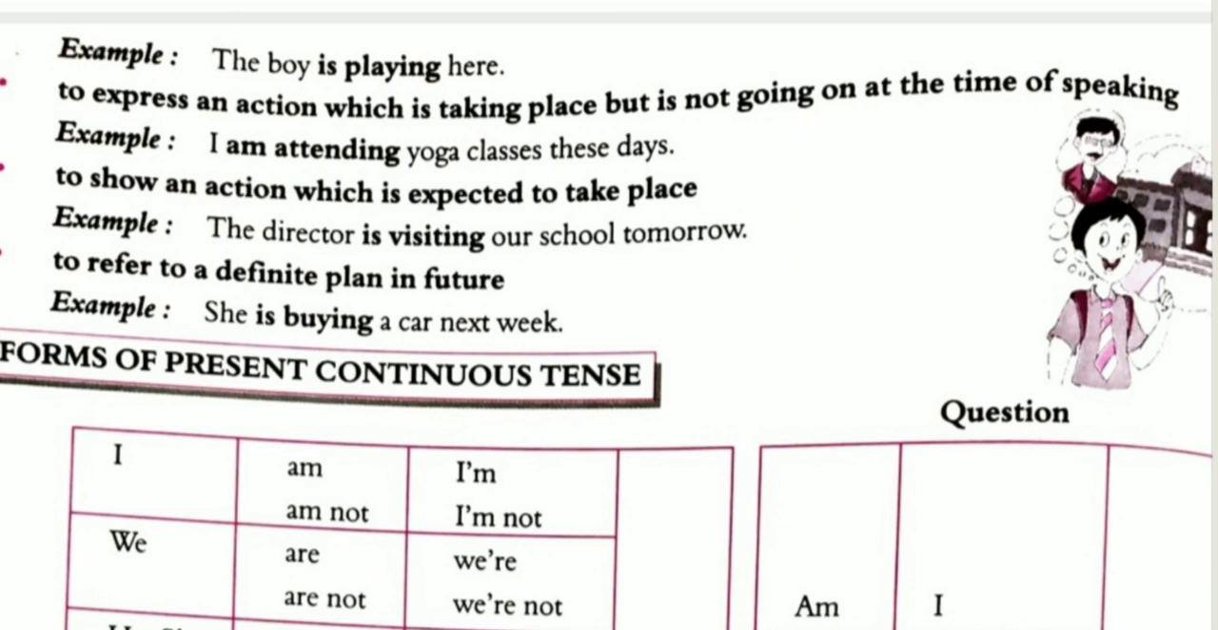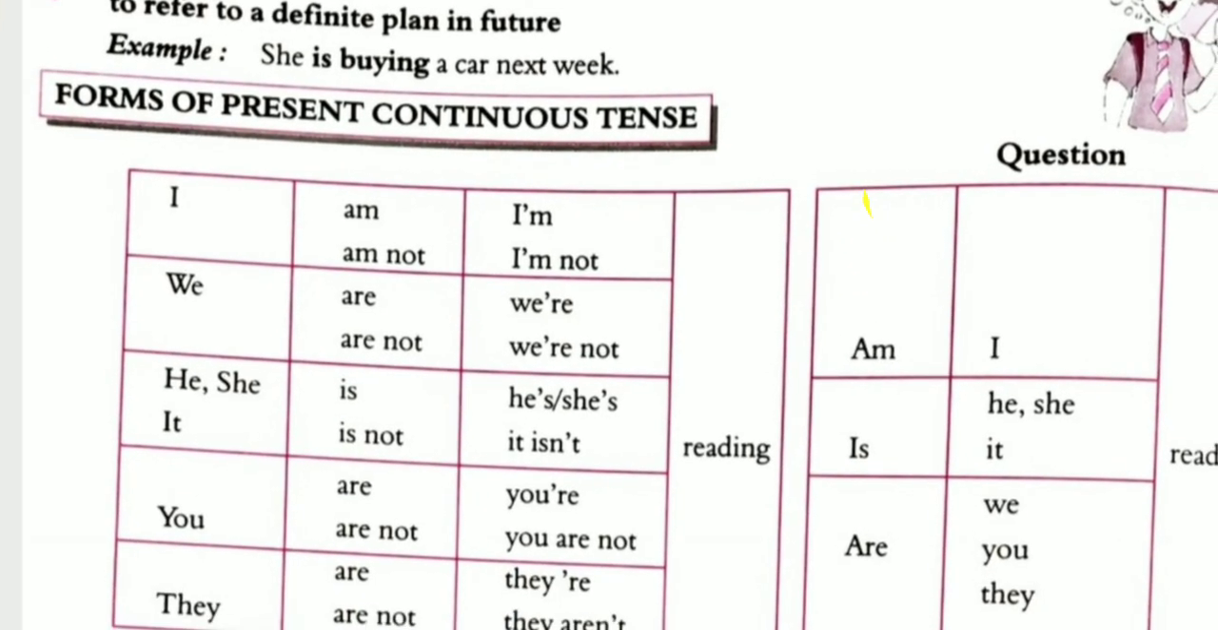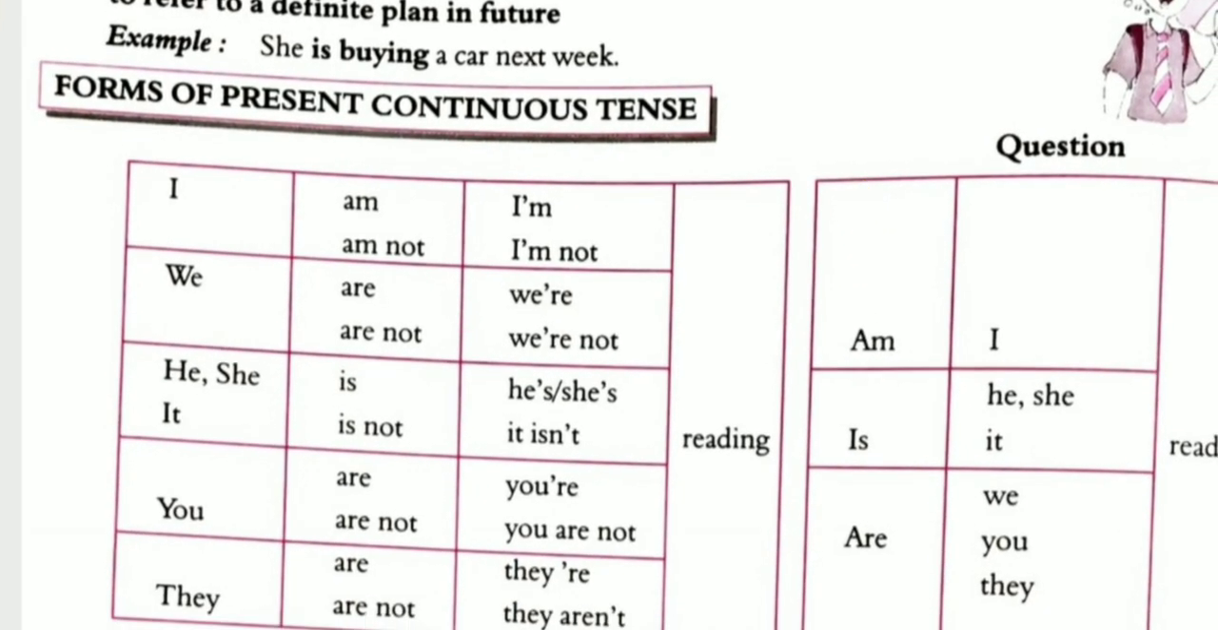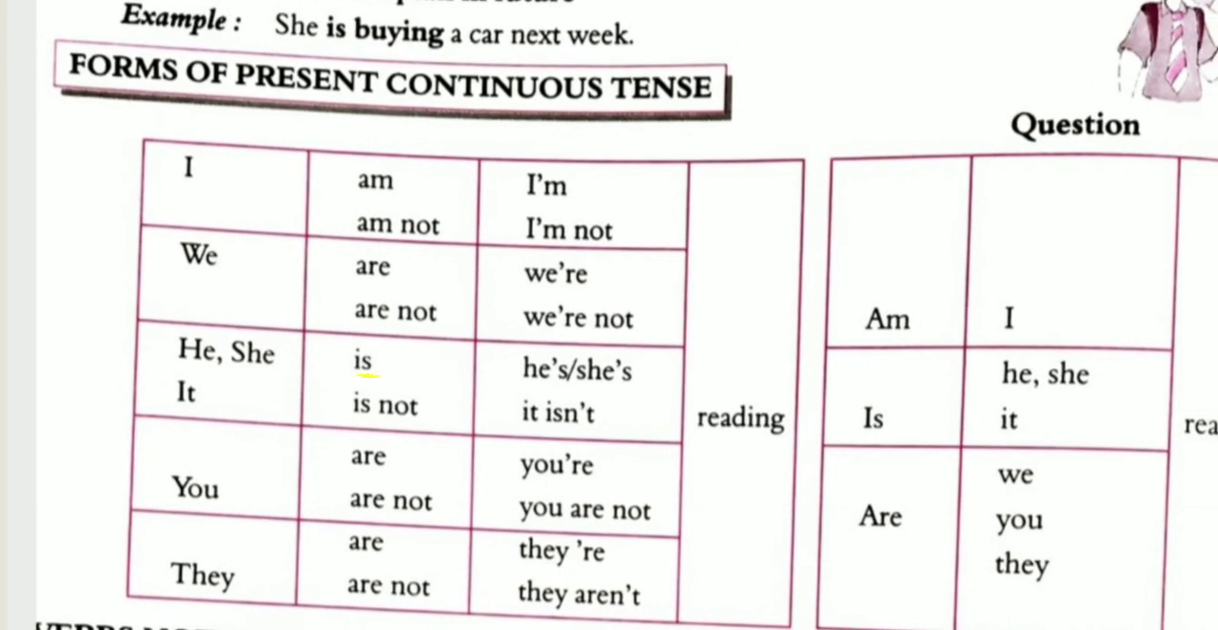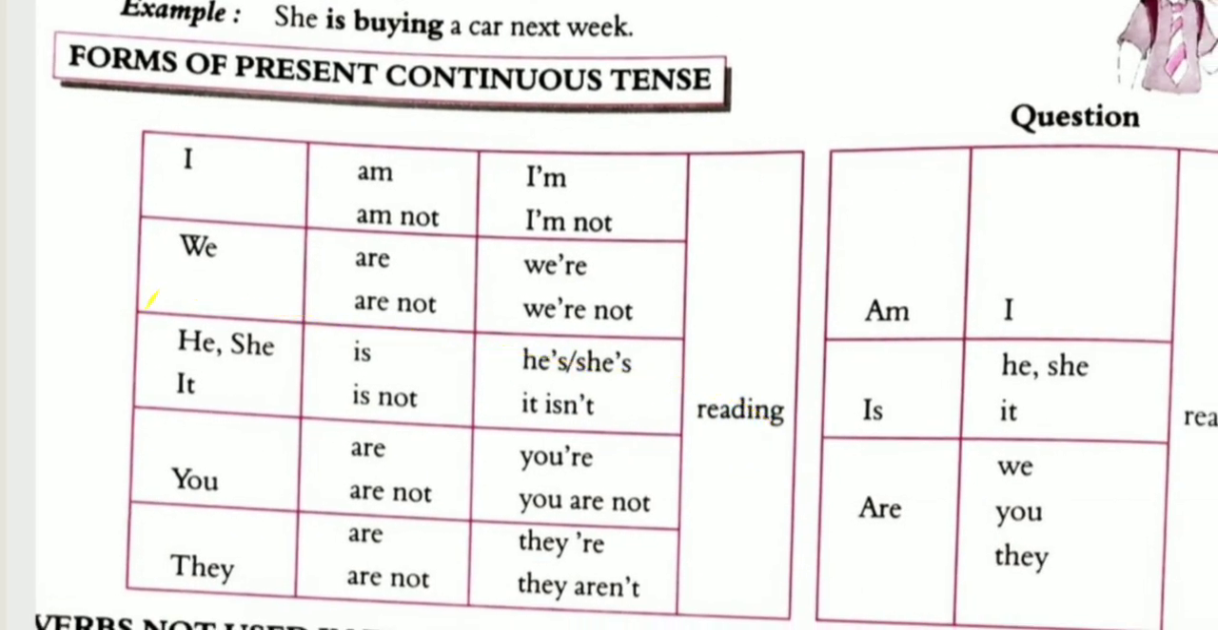Now see one thing. We have to use some features of present continuous tense. With I we have to use am or am not. With we we have to use are or are not. With he, she, it we have to use is. With you we have to use are. They are. In negative, I am not, we are not, he is not, she is not, you are not, they are not. And always verb first form plus ing.